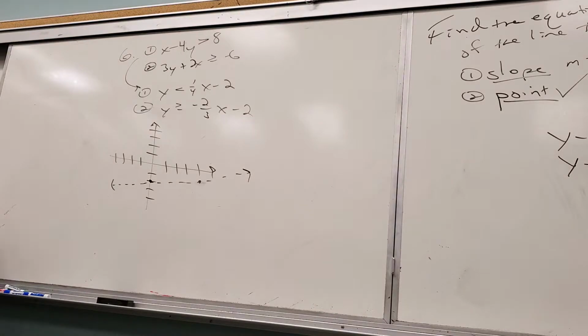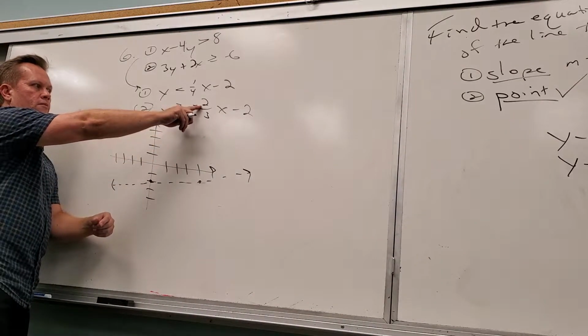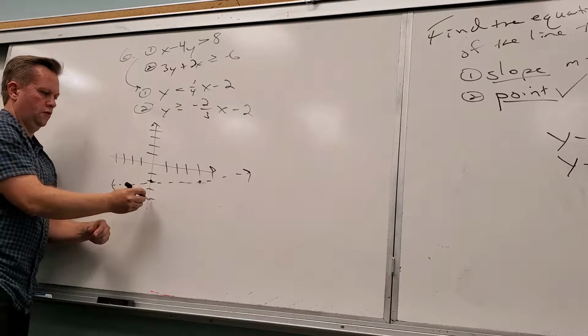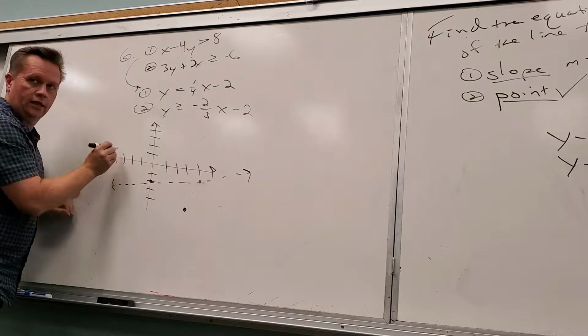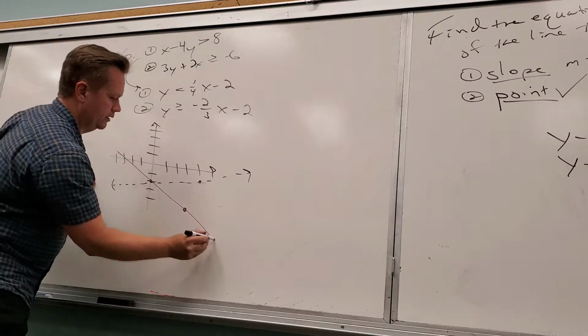And then the other one also starts at negative 2, but now I'm going to go down 3, over 3. And that line is going to be solid.